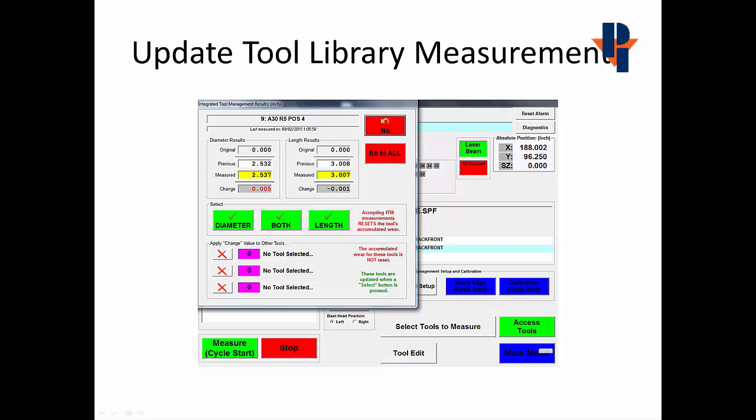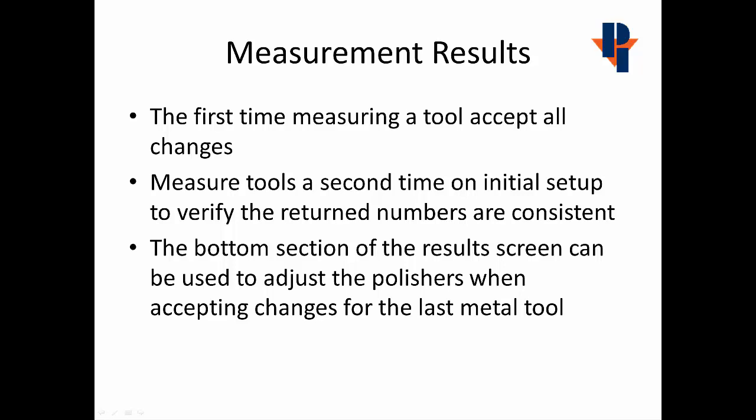When the ITM is finished measuring all tools that we've selected, we'll get a choice to accept the updates, either just the diameter or just the length, or both the length and the diameter. When measuring a new set of tools, we'll always accept all of the changes. Then we'll measure the tools a second time to verify that our numbers are consistent.